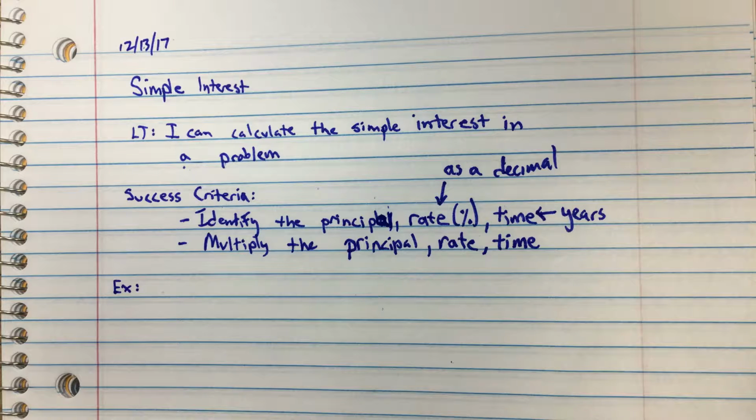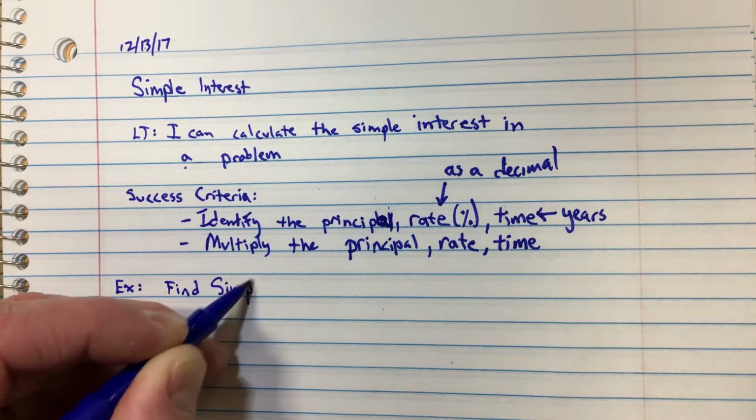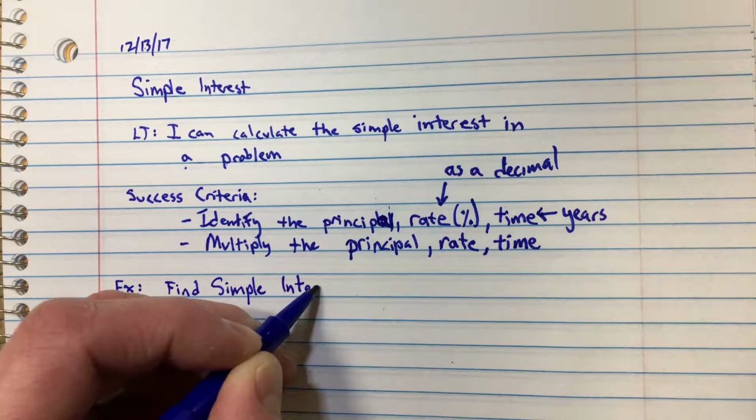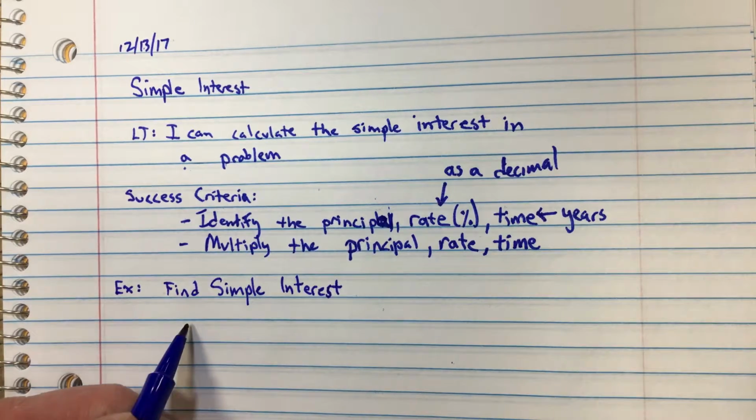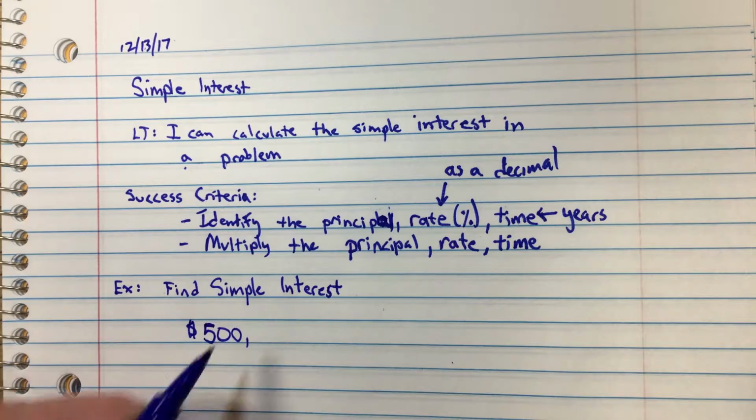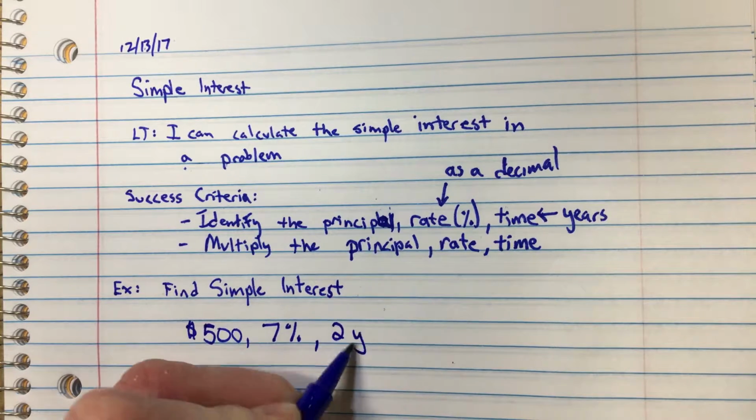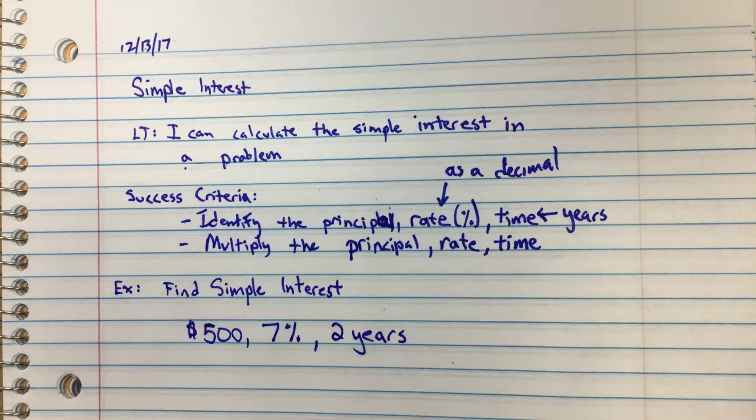You're going to see something that says, find the simple interest, and it might look like this: 500, 7%, 2 years. So what does that mean? Interest is always used for either loans, so you're borrowing money, usually from the bank, or investments, which means you're putting your money into something, like the stock market.